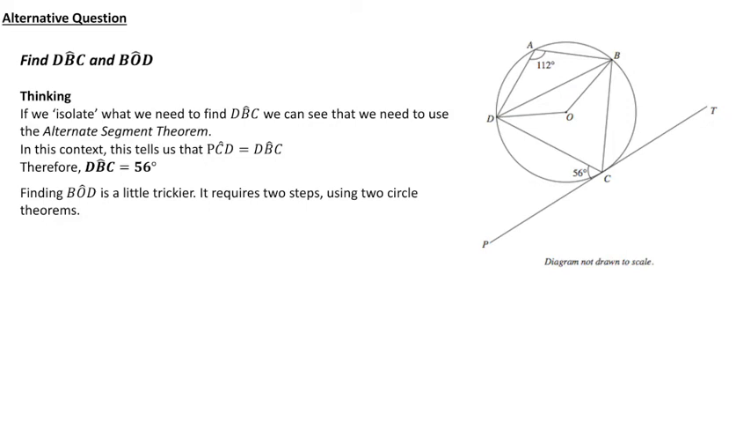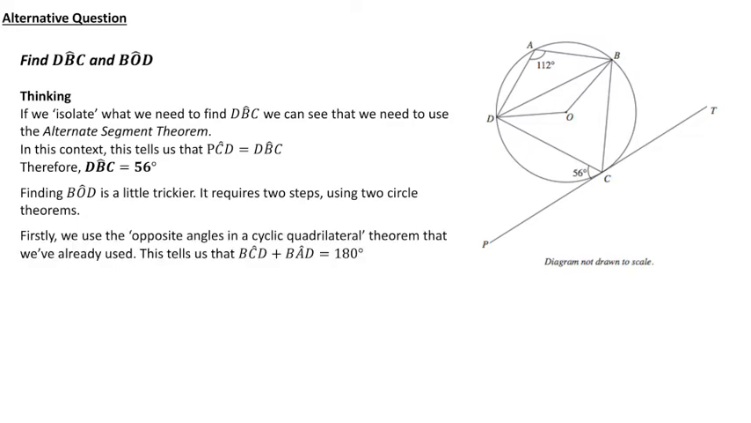Finding BOD is a bit trickier, and it requires two steps using two different circle theorems. So first of all, we use the one we've used before, opposite angles in a cyclic quadrilateral theorem, and this tells us that BCD plus BAD must be 180 because ABCD is a cyclic quadrilateral and those two angles are opposite to each other.